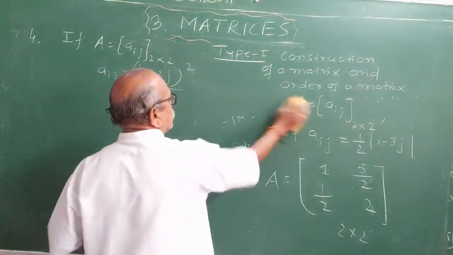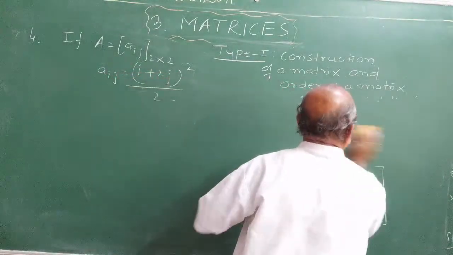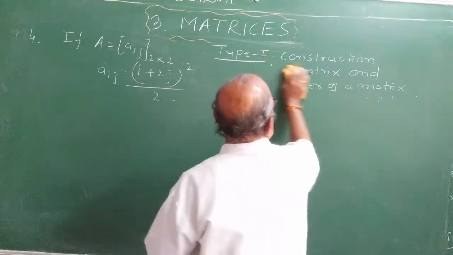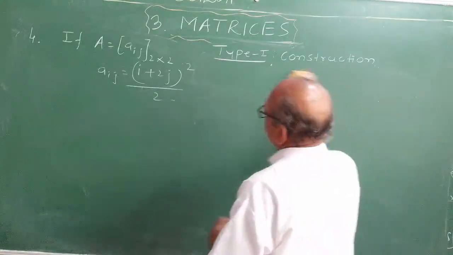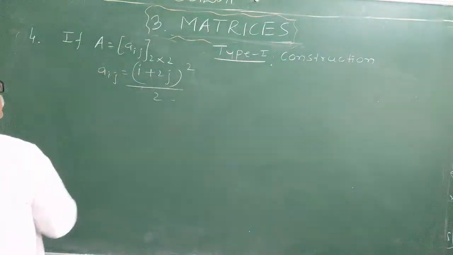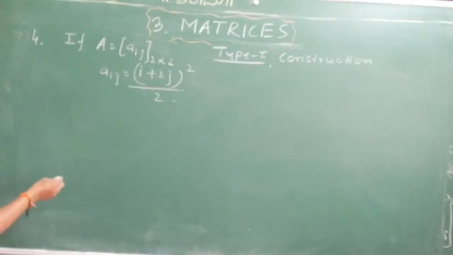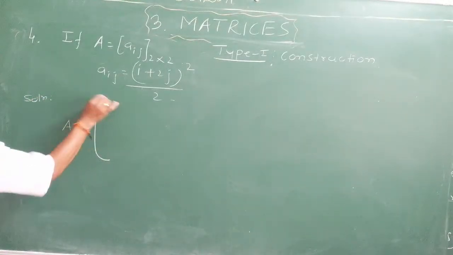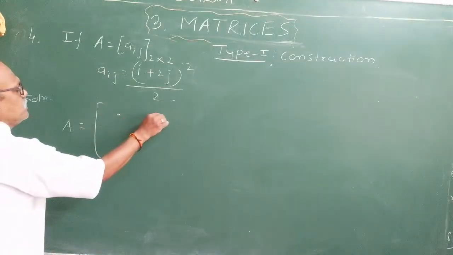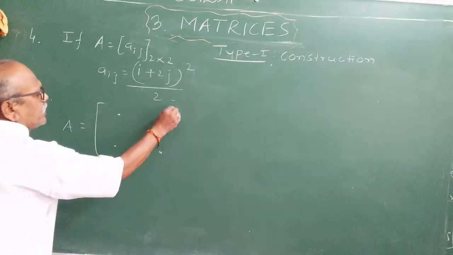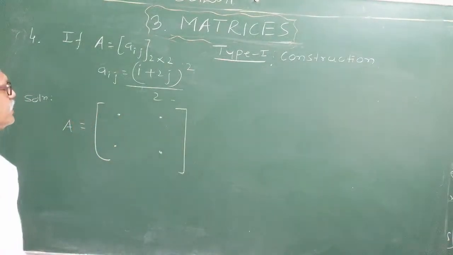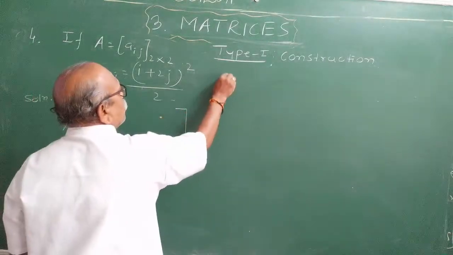How can you solve this? Okay, now observe. In this type of question, you have to construct a matrix given the conditions. First, the 2 by 2 matrix. Solution: you have a trick here. A is equal to... Let us keep it ready. This is 2 by 2, which means it will have 2 rows and 2 columns. You can put the dots, and we'll fill the dots here satisfying this condition. What is this element? A11 we have to find out.